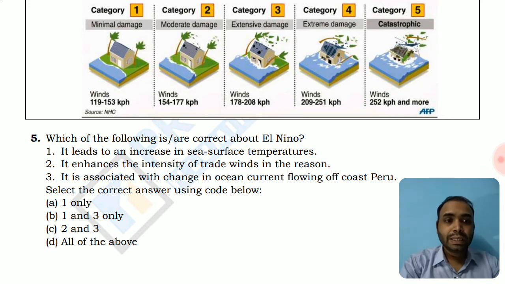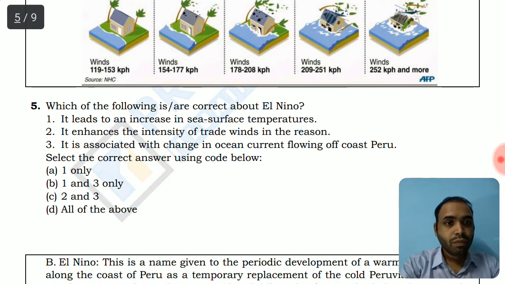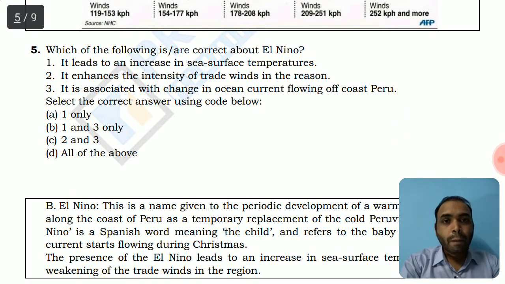It reduces the intensity. Actually, the formation of El Nino disturbs the trade wind pattern, and so it reduces the intensity of trade winds. It is associated with the change in ocean current flow off the coast of Peru. This option everybody knows, so most of you are familiar with this. So options would be 1 and 3 only.